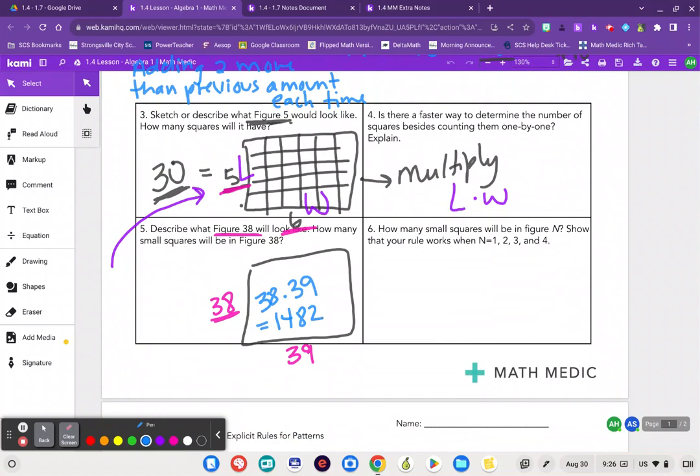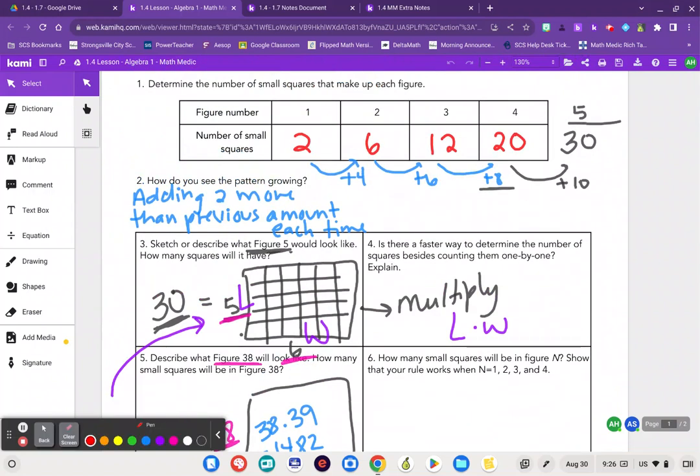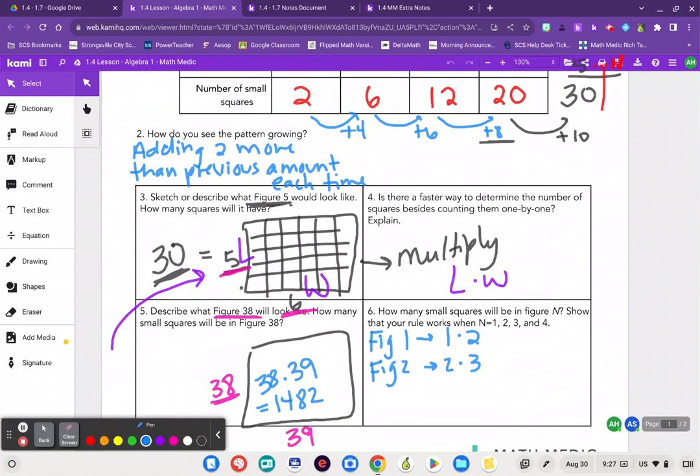So 6 says, hey, how many squares will I find in figure n? As in, if I were to come back up and extend this table, what would that look like for figure n? I should have some sort of formula to help me use that. So I'm going to go back and reorient myself. We said that in figure 1, we had 1 row times 2 columns. In figure 2, we had 2 rows and 3 columns. And in figure 3, we had 3 rows and 4 columns.